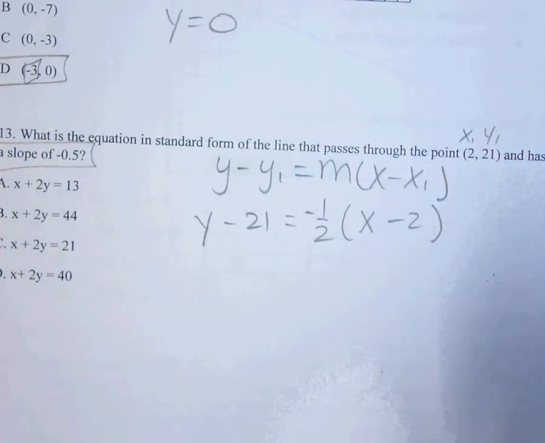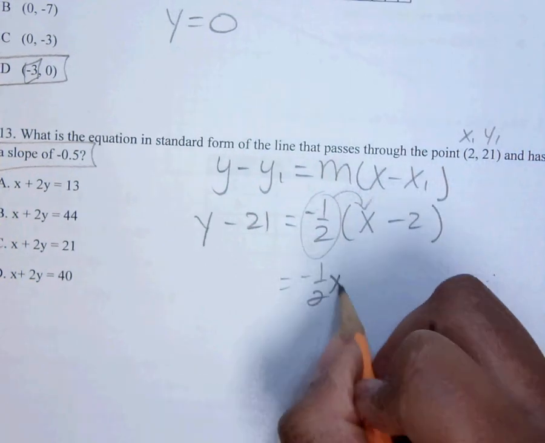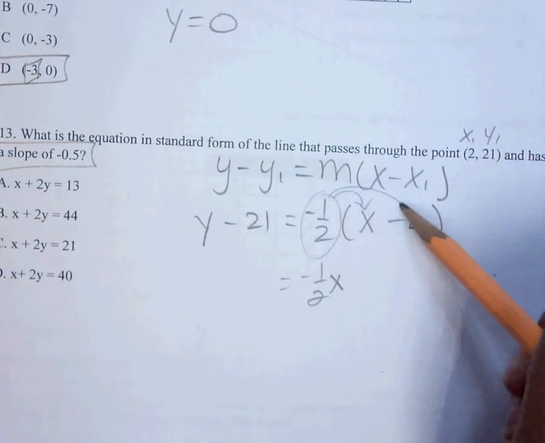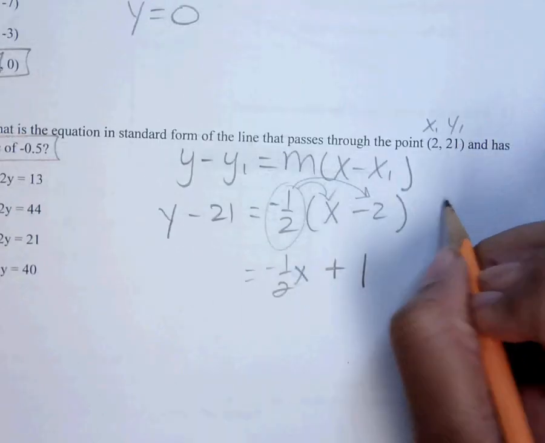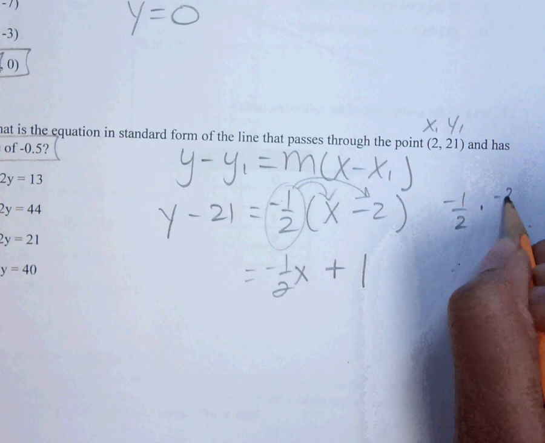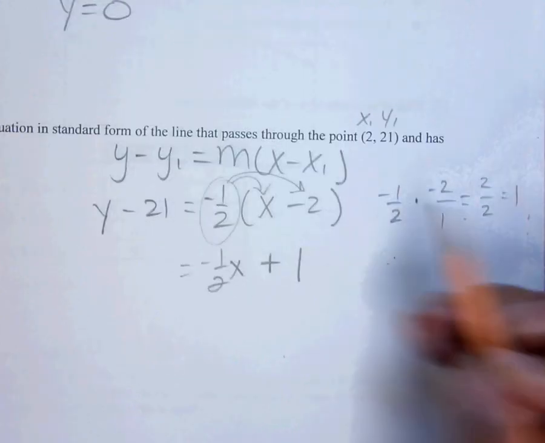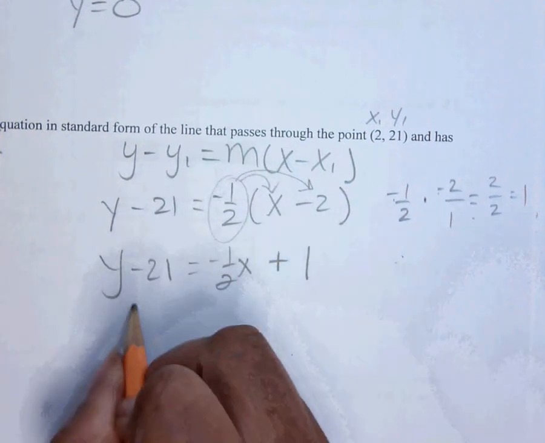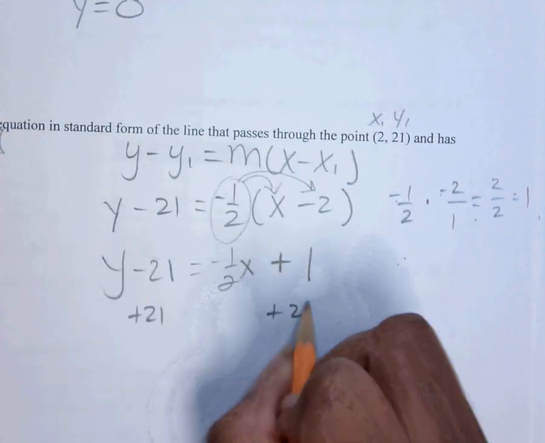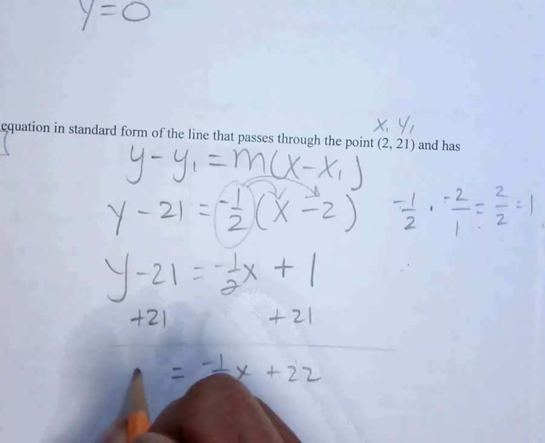Okay. So then this times that is negative 1/2 x. This times that is plus 1. And that's because negative 1/2 times negative 2 over 1 would be 2 over 2, which is 1. Negative times a negative is a positive. And then we add 21. Negative 1/2 x plus 22.